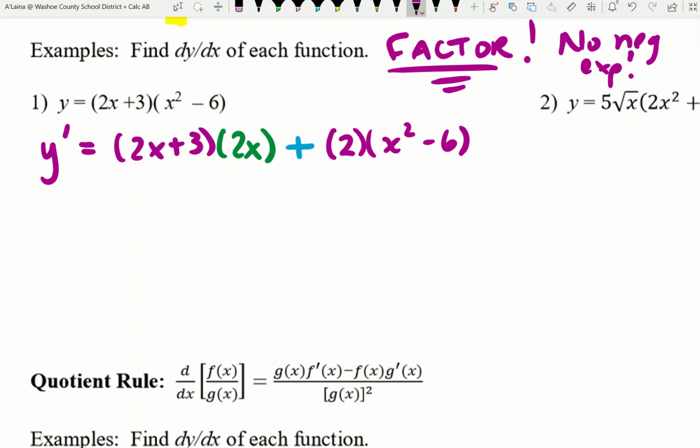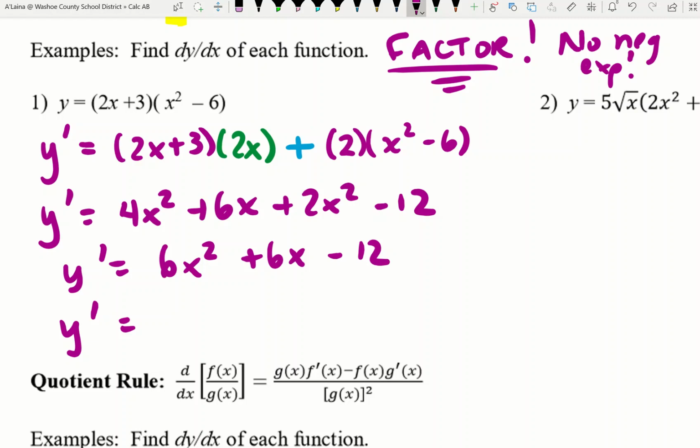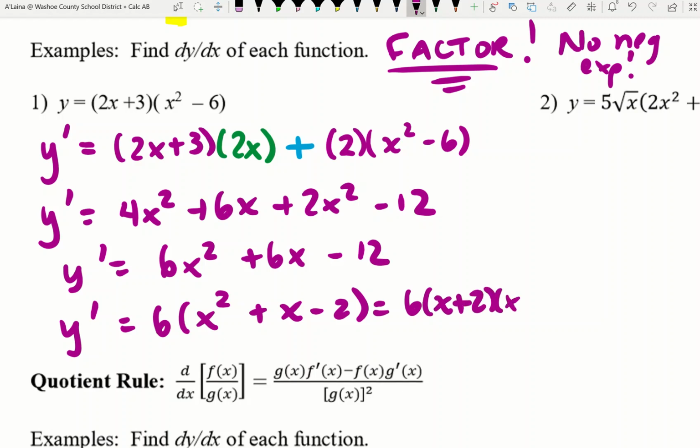So I'm done with the calculus, and now I've got some algebra to do. And so I'm going to go ahead and distribute here, and then I'll check to see if I can combine any like terms, which I can. And then last, I'll factor. And usually the factoring is often a greatest common factor. In this case, it is a greatest common factor. Let's see, we've got 6x squared plus x minus 2. And it looks like that factors even a little bit further for that trinomial. This would be 6 times (x plus 2) times (x minus 1).